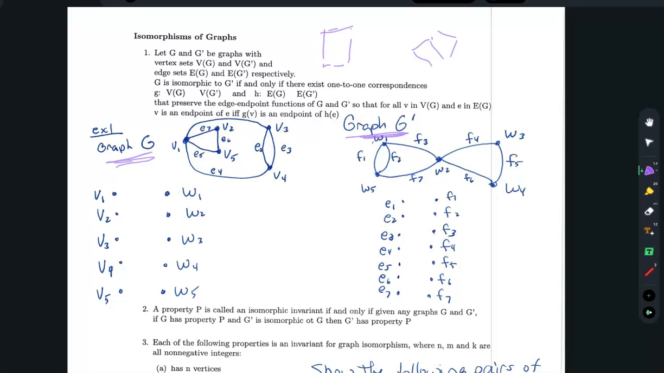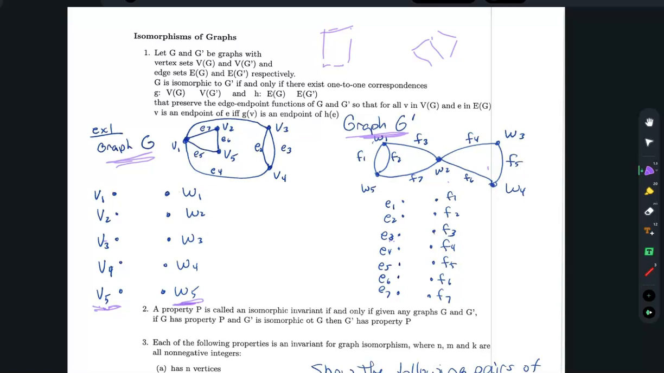We're going to be finding that there's a relationship, and you'll notice I've listed all of the vertex names, so the V's from the G, the W's from the G prime. I'm going to show that there's a relationship between the V's and the W's, and move on to finding the relationship between the edges in G and the edges in G prime. Okay, so let's do it.